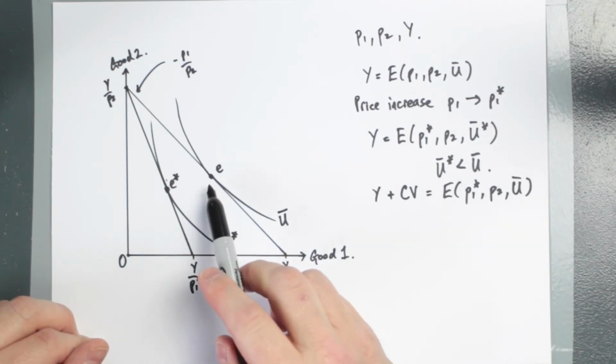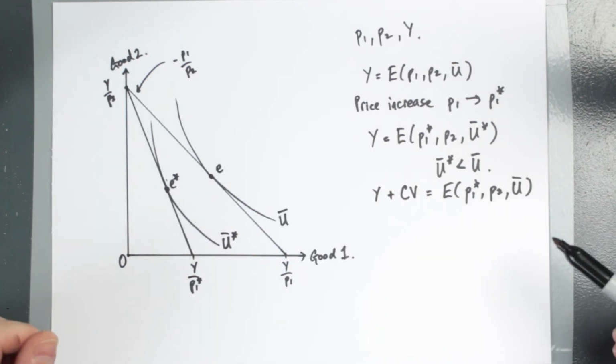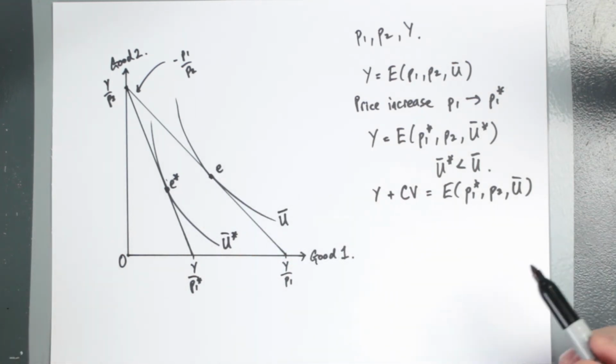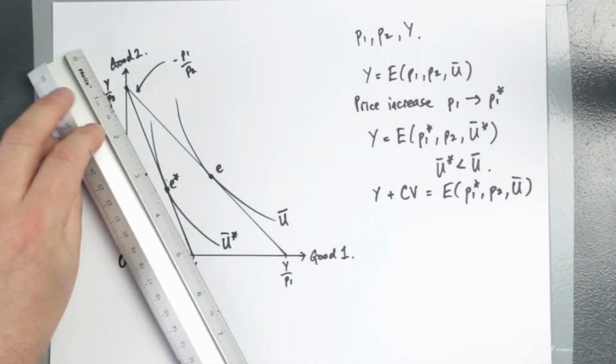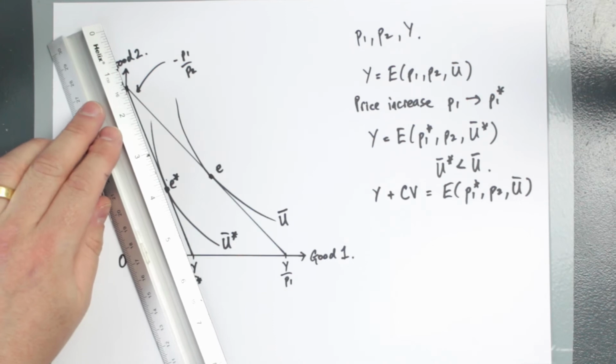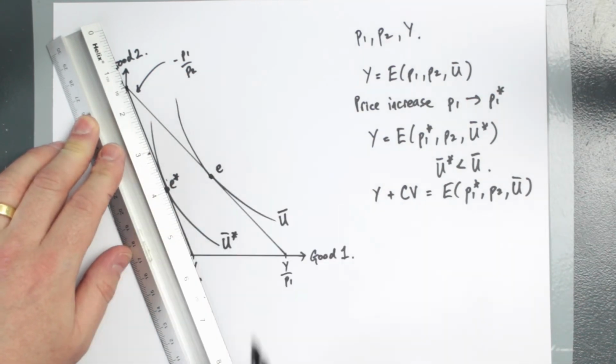Now, I don't need to get them to exactly point E. I just have to get them onto this indifference curve. So what's the cheapest way of doing this? Well, we now have a new marginal rate of transformation, marginal rate of exchange. So this budget line is now steeper.